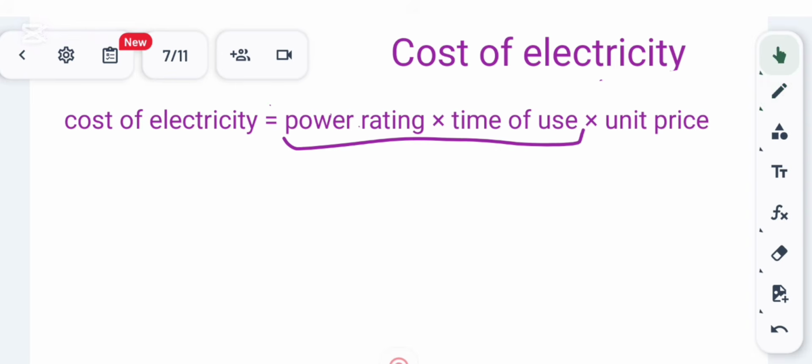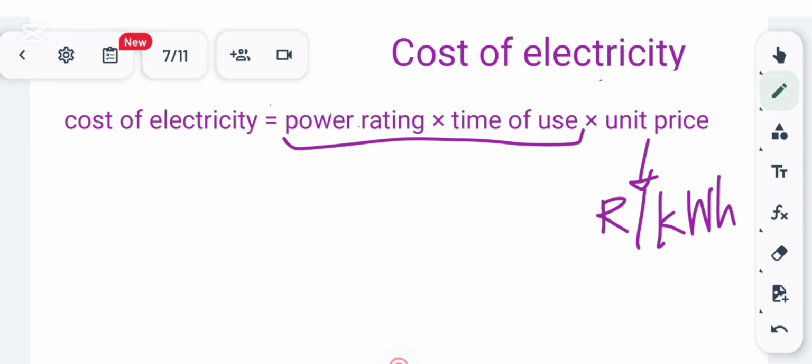Now we have the unit price. What is this all about? The unit price is how much Eskom, or the electrical company that you are buying electricity from, charges you per kilowatt hour of electricity. Often it can be in rands, sometimes it can be sold in cents, but for the purpose of our calculation, the unit price must always be in rands per kilowatt hour.